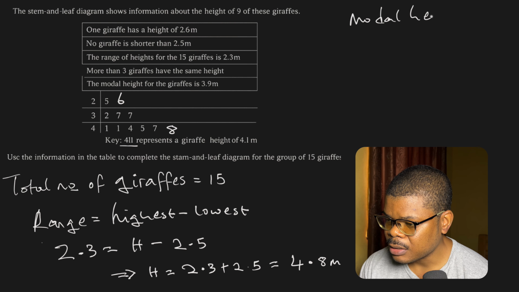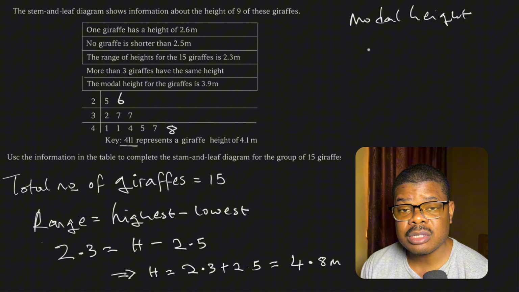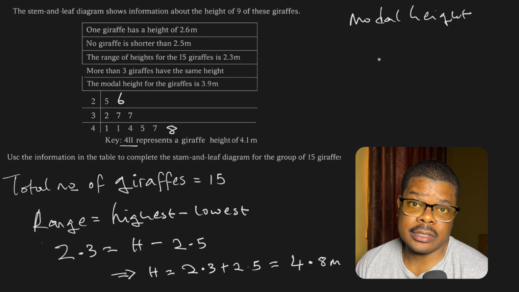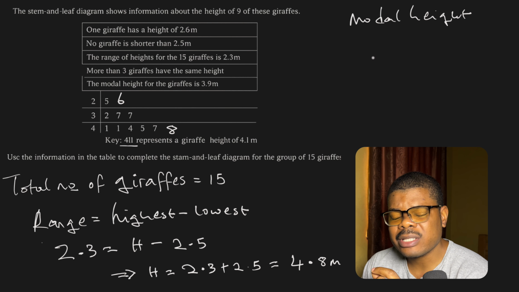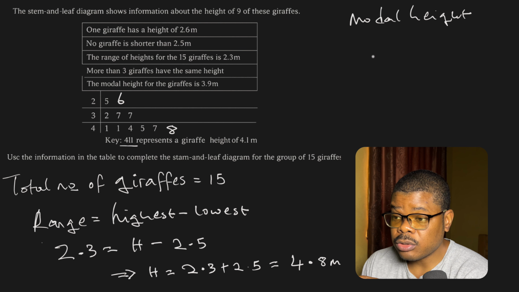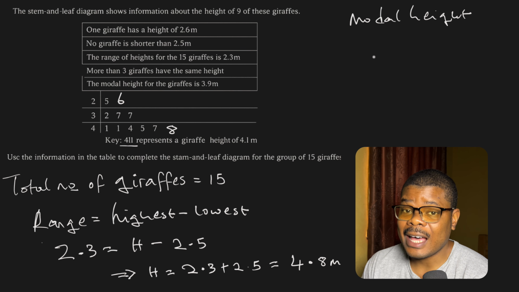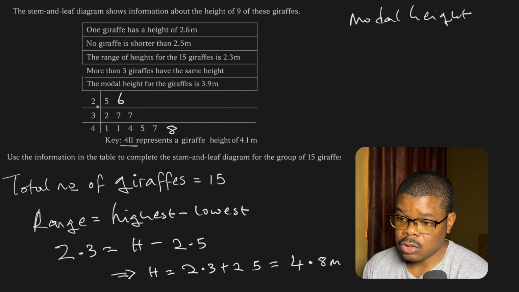What does that mean? What does modal height mean? It means the height with the highest frequency. That's what modal means. Mean, mode, median: the mode is the number with the highest frequency. So it means that height occurs more than any other height in the data set. Yeah. So what we are told is that the modal height for the giraffe is 3.9.